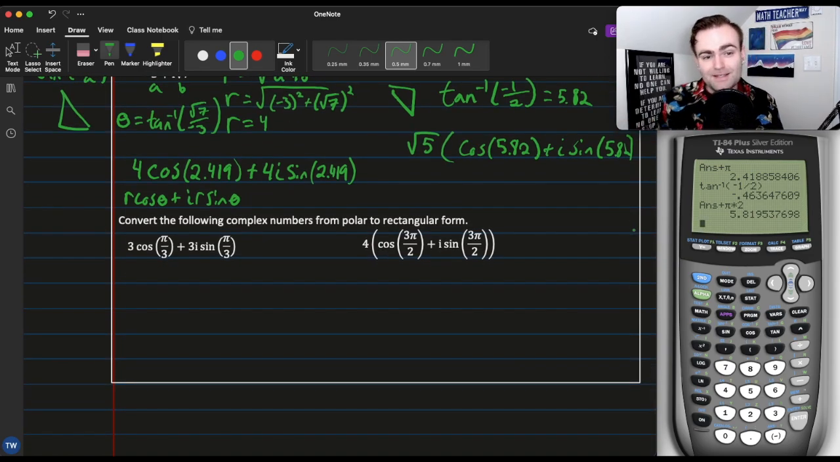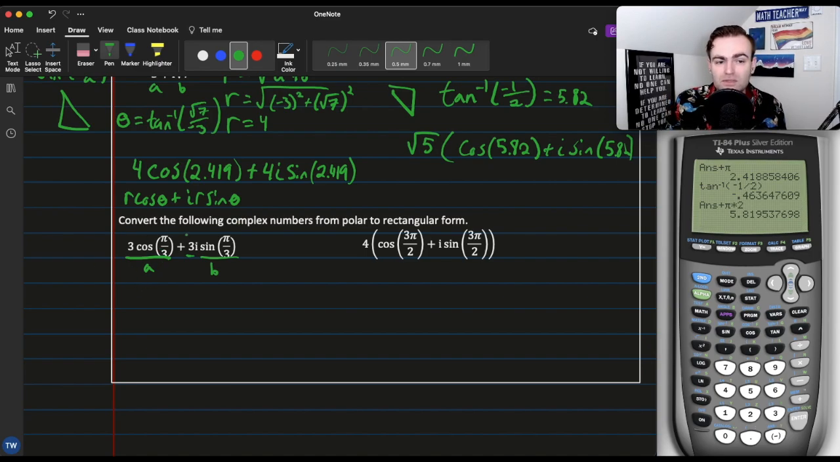Converting the other way is actually quite simple. All you really need to do is figure out what 3 cosine pi over 3 is, and that is your a, and 3 sine of pi over 3 is your b. Really not that bad to go the other way.